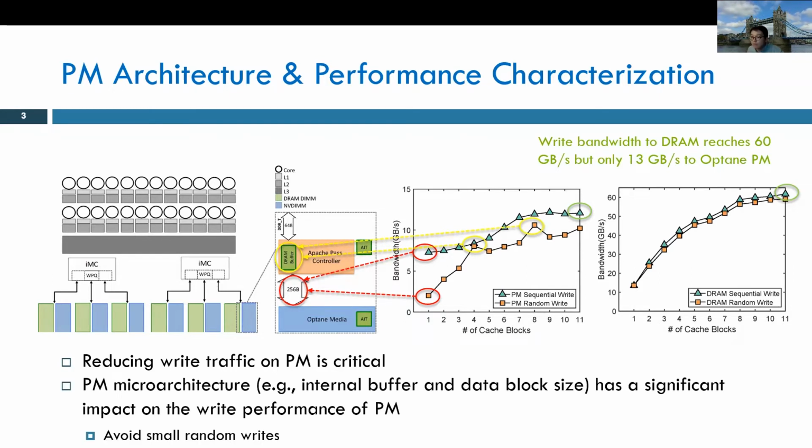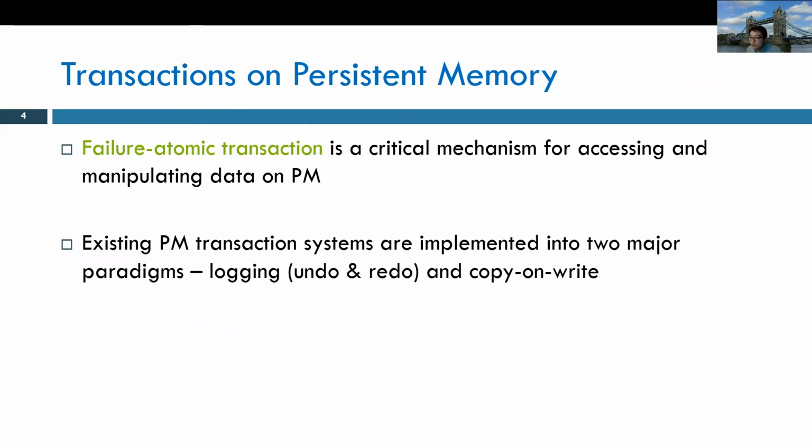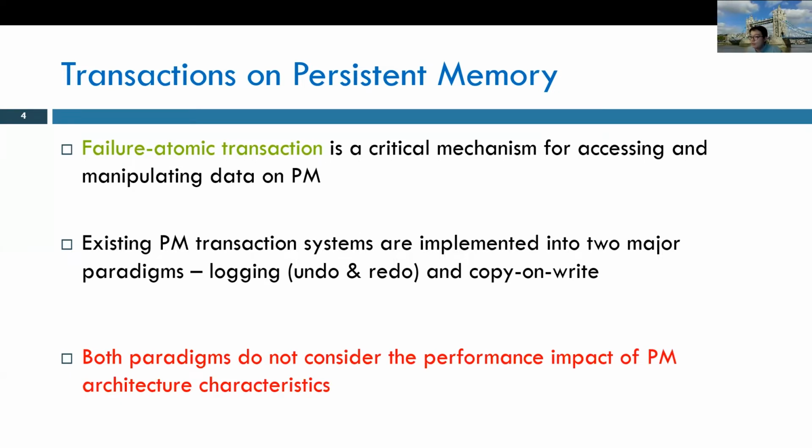So, persistent memory microarchitecture characteristics such as internal buffer and data block size have a significant impact on the performance of persistent memory. In this work, we focus on transaction system design for persistent memory. Failure atomic transaction is a critical mechanism for accessing and manipulating data on persistent memory. Existing persistent memory transaction systems are implemented in 2 major formats, logging-based and copy-on-write-based. But both of them do not consider the persistent memory microarchitecture impact shown in the last slide.